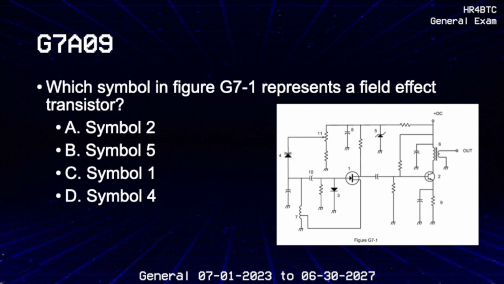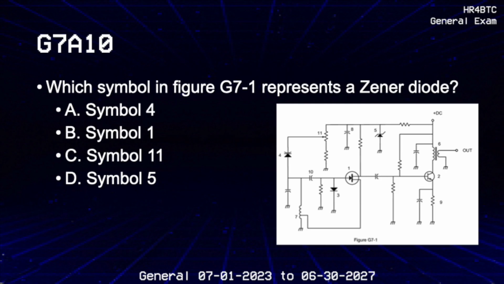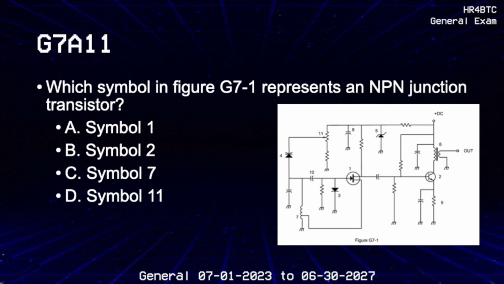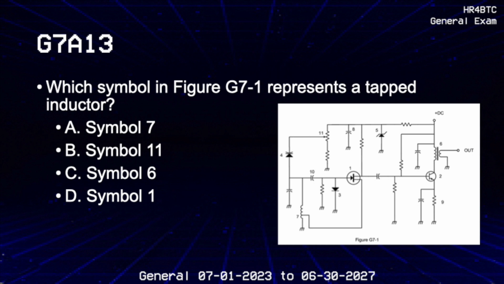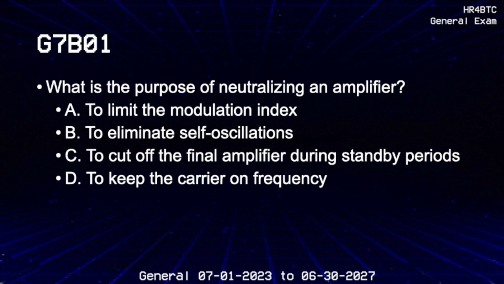Which symbol in figure G7-1 represents a field effect transistor? Symbol 1. Which symbol in figure G7-1 represents a Zener diode? Symbol 5. Which symbol in figure G7-1 represents an NPN junction transistor? Symbol 2. Which symbol in figure G7-1 represents a solid core transformer? Symbol 6. Which symbol in figure G7-1 represents a tapped inductor? Symbol 7. What is the purpose of neutralizing an amplifier?